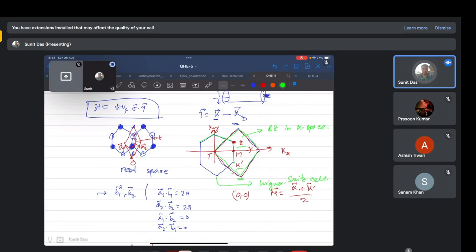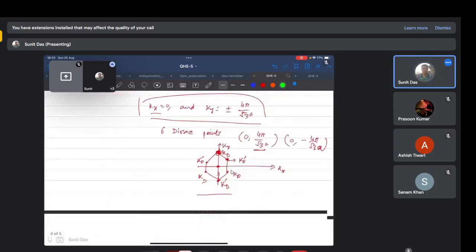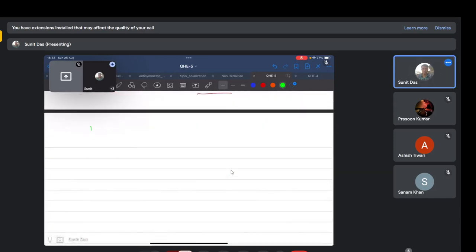All others can be made equivalent by a lattice translation vector in the momentum space. So let's say I have a general vector k in the momentum space. Then k plus g, where g is a lattice vector in momentum space, is simply equivalent to k, right? In terms of energy and other things. So this condition makes it so that there are only 2 inequivalent Dirac points.